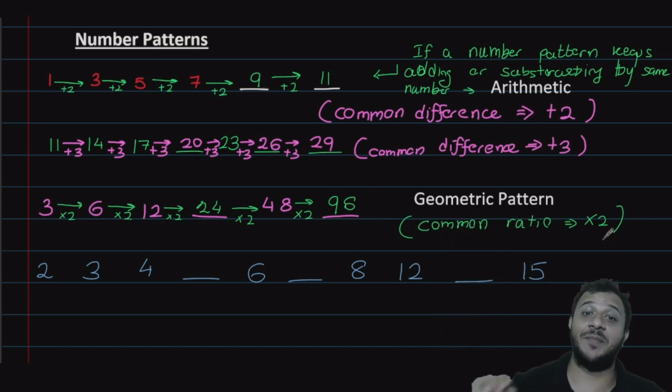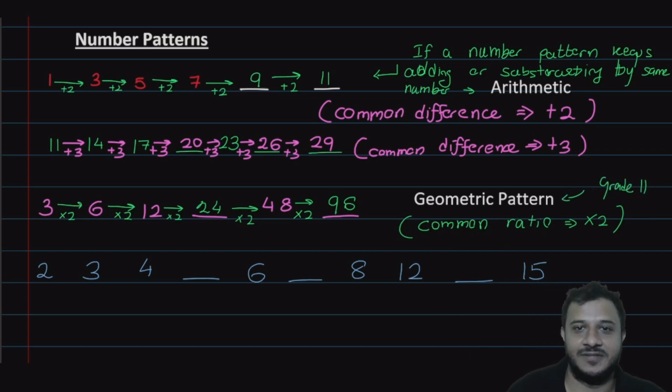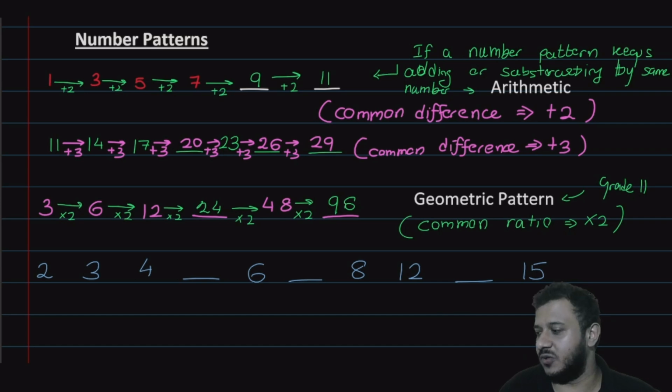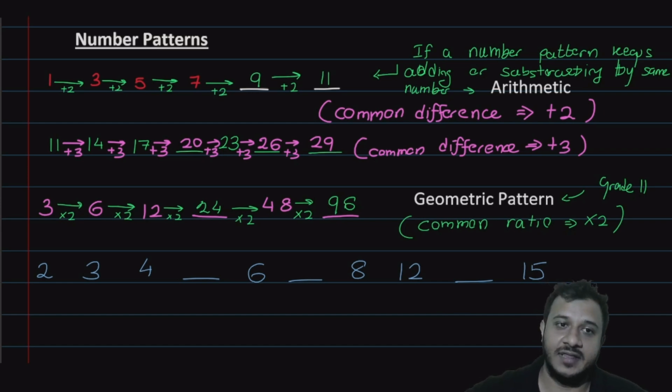Because geometric number pattern is a grade 11 lesson. We are not going to learn about that. Grade 11, so it's not for you at the moment. But knowing that it is geometric is not a bad idea, because it's always nice to know words, nice to analyze things, even though it is not meant for us to learn right now. Then the next one.